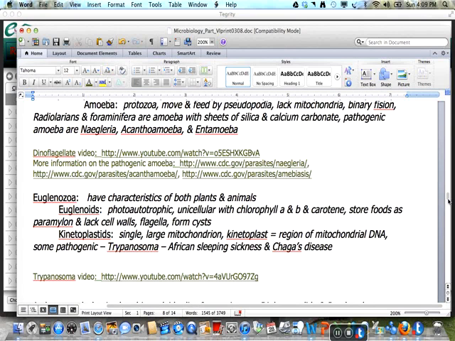The Euglenozoa have characteristics of both plants and animals. The euglenoids are unicellular photoautotrophs with chlorophyll A and B and carotene. They store food as paramylon and lack cell walls. They have flagella and can form cysts. The kinetoplastids have a single large mitochondrion. The kinetoplast is the region of the mitochondrial DNA. Some are pathogens, such as the trypanosomas, causing African sleeping sickness and Chagas disease.